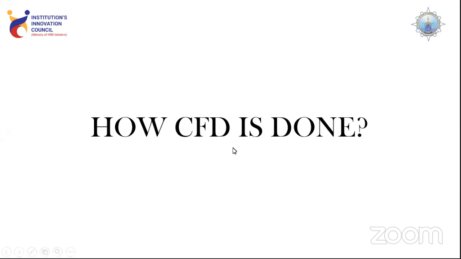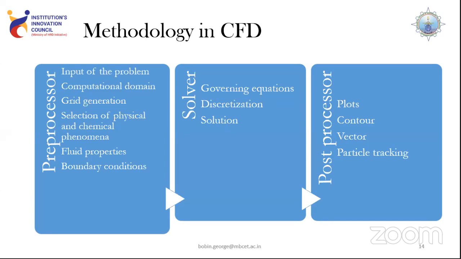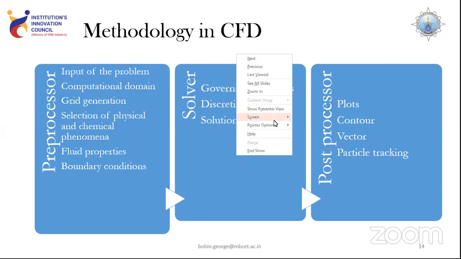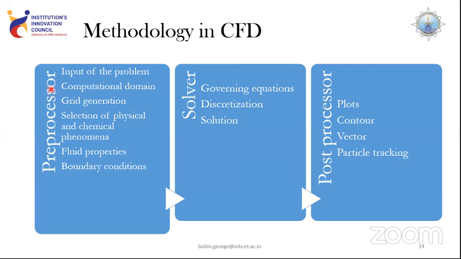Now we move on to the next area, that is the second one, how CFD is done. So coming to any computational method or any computer aided engineering method, CAE, it basically consists of these three aspects itself. First one is the preprocessor, second one is the solver, and the last one is the post processor. So these three aspects basically constitute the basic methodology in CFD.